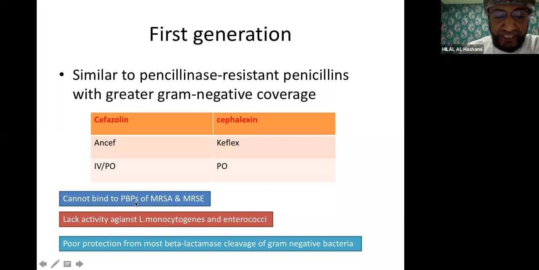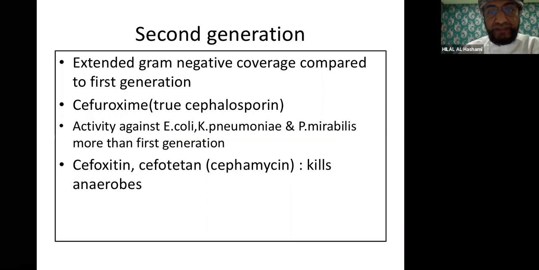They cannot bind to the penicillin binding protein of MRSA, and they lack activity against, as we mentioned, Listeria and Enterococcus. They have poor protection from the beta-lactamase cleavage of the gram-negative bacteria. That's why they have limited gram-negative coverage.